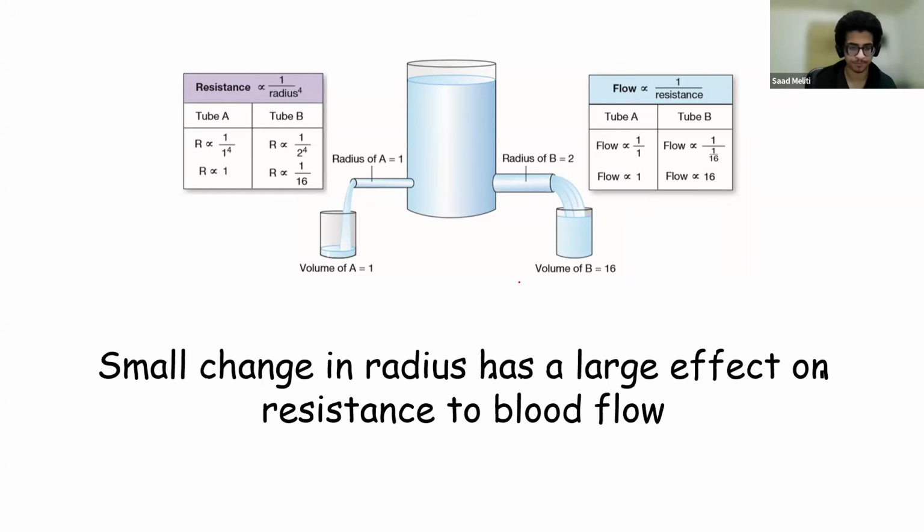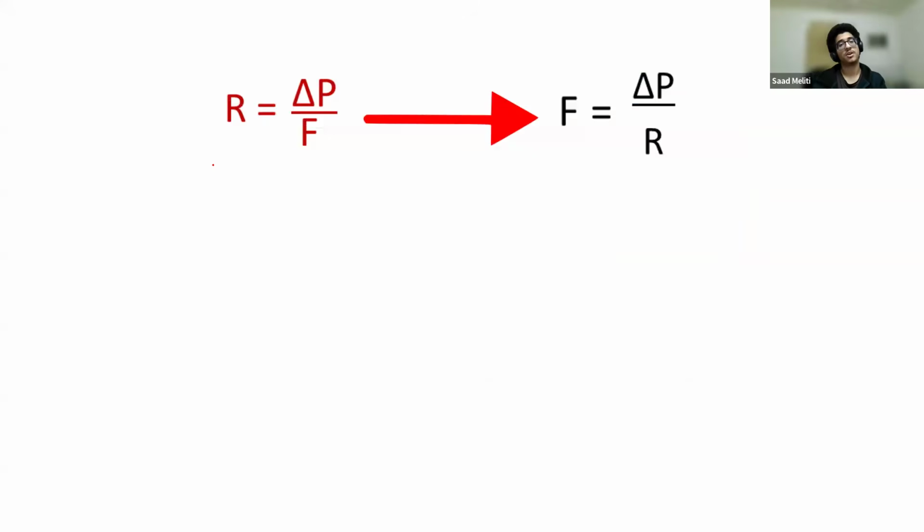I hope this makes sense to everyone. Like I said here, small changes in radius have a large effect on resistance to blood flow. So we take our resistance equation.